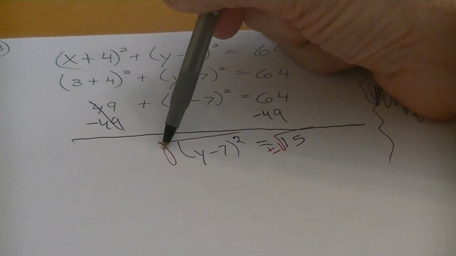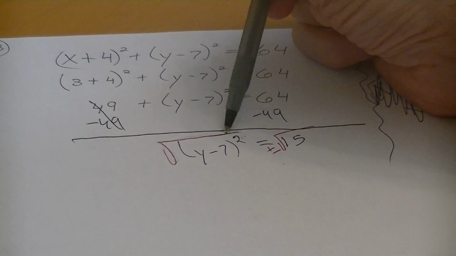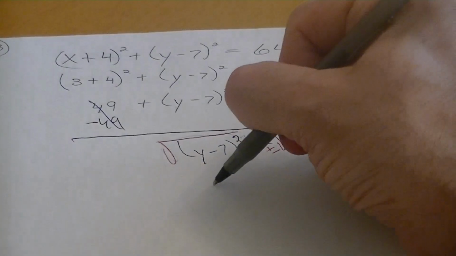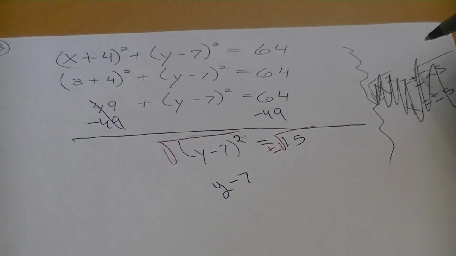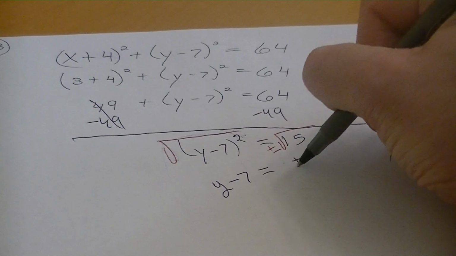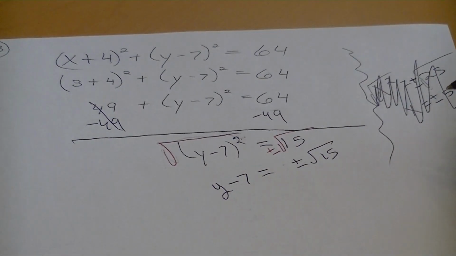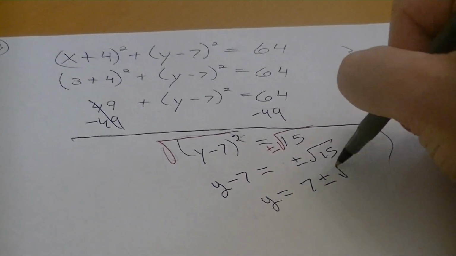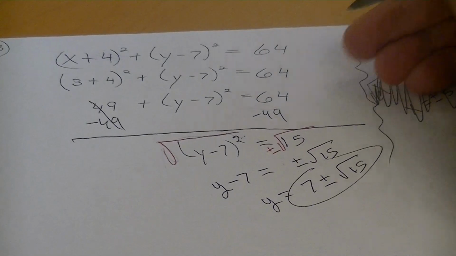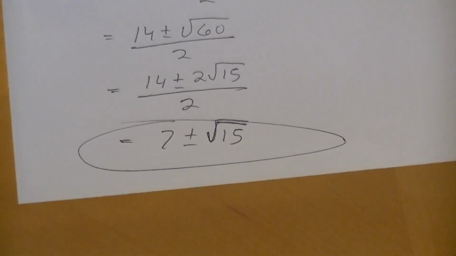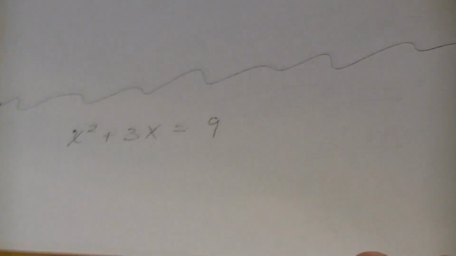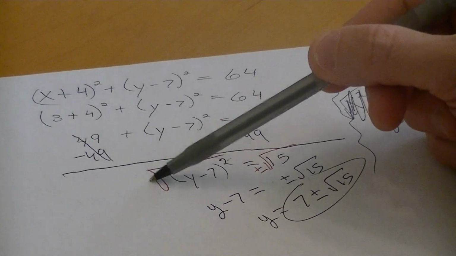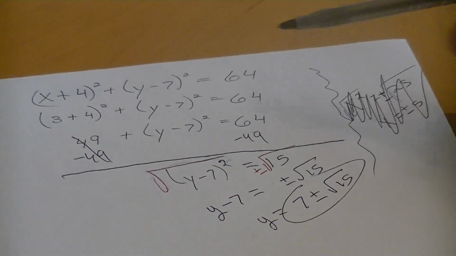And what that does is this radical and this square are inverse operations that undo each other. So the left side of my equation is now just y minus 7. And the right side of my equation says plus or minus root 15. I add 7 to both sides. 7 plus or minus root 15. That sounds familiar. 7 plus or minus root 15. Much less work.